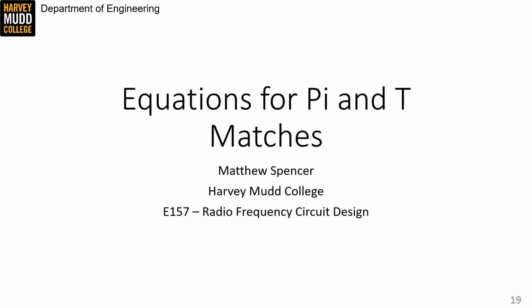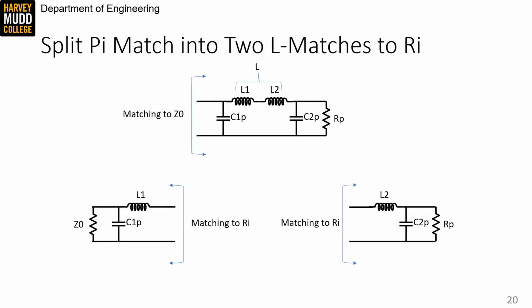In this video, we're going to derive some design equations for pi and T matching networks through a far-ranging set of series to parallel transforms. I've drawn our pi matching network at the top of this slide, and I've added a reminder that L1 and L2 add up to L, which is the component value that's actually in our circuit.